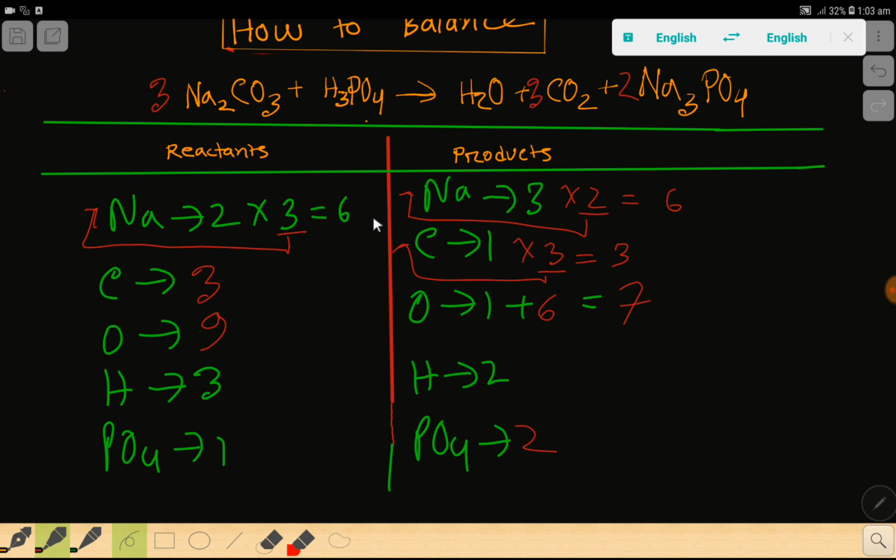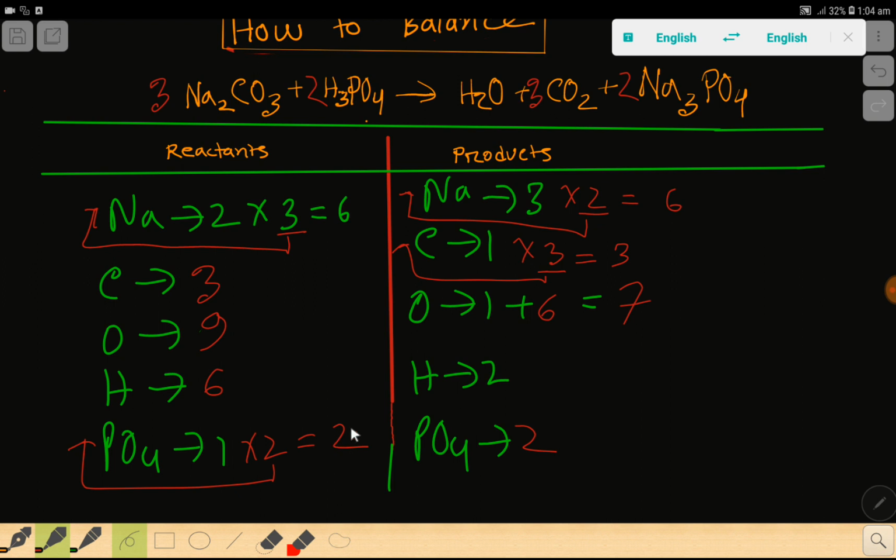Now look, sodium 6, carbon 3, we will balance oxygen at last. Hydrogen here 3, but here 2. Phosphate here 1, here 2. So let me first balance phosphate. If I multiply here by 2, that gives me 2. These 2 must come before this phosphate, so we have to place 2 here. If I place 2 here, the number of hydrogen will be 6, so let me update my number of hydrogen to 6. The number of phosphate will be 2, which we have already written.